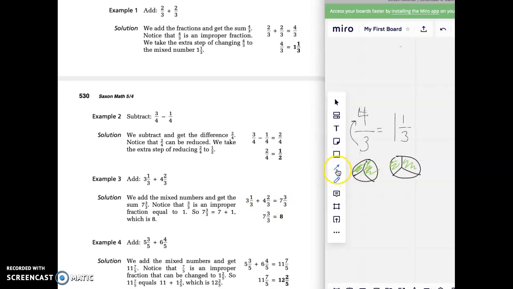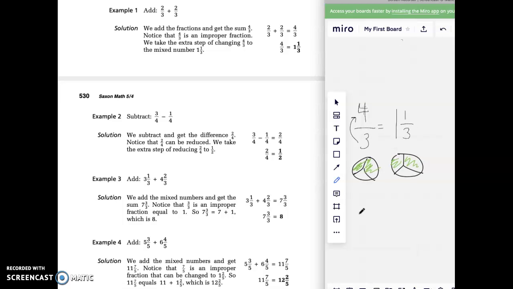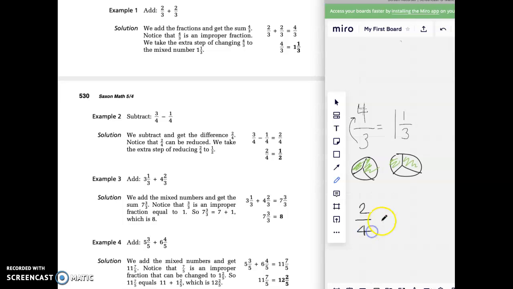All right, moving on to example 2. Here we have 3/4 minus 1/4. We know that 3/4 minus 1/4 is going to be 2/4. I don't ever want to see fractions unless it specifically tells you not to reduce. So if we have 2/4, we're going to reduce that to 1/2, and that's going to be our answer.